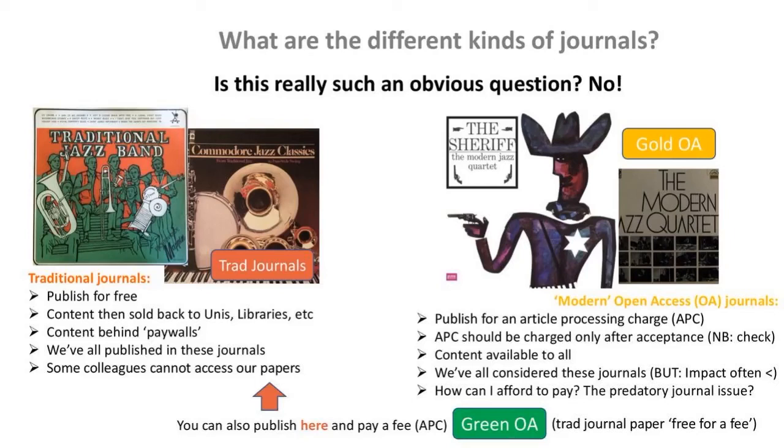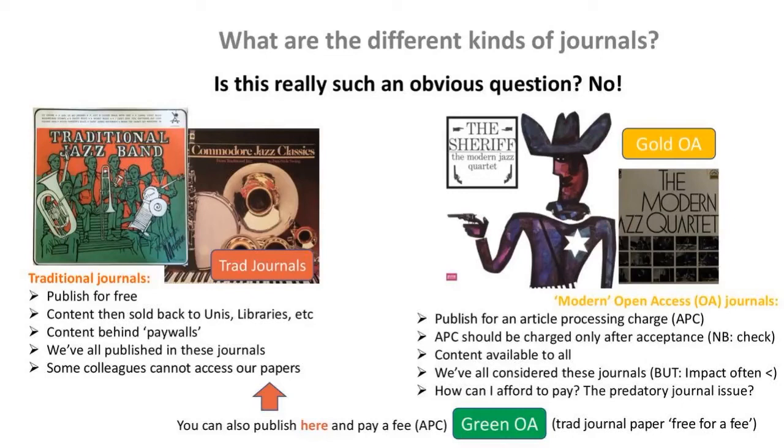Is this really such an obvious question? Many people ask us all the time, what's the difference between the different kinds of journals? Well, two main types, of course. Traditional journals that publish for free for authors, but then sell that content back to universities and libraries. The content is then behind a paywall. Some colleagues can't access our papers.